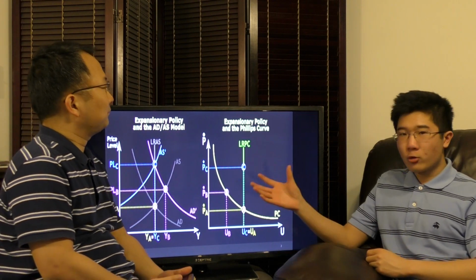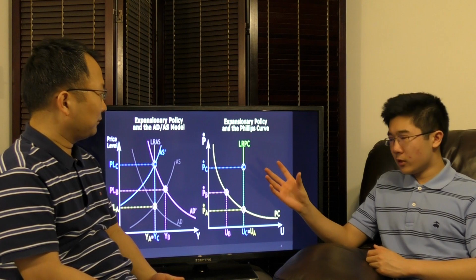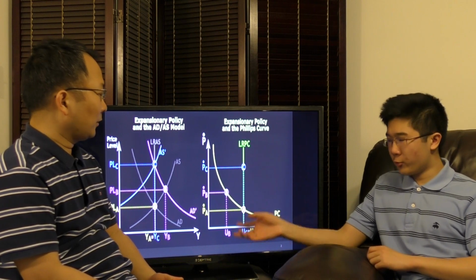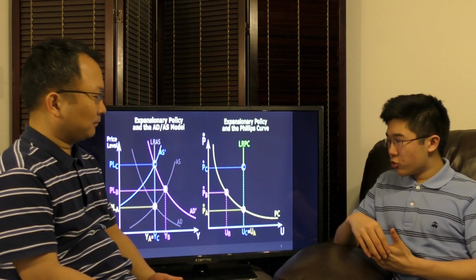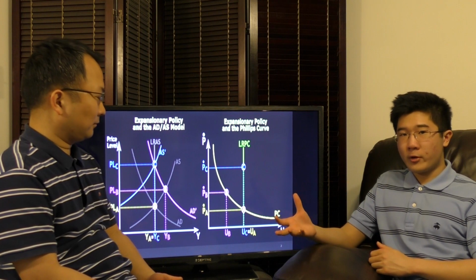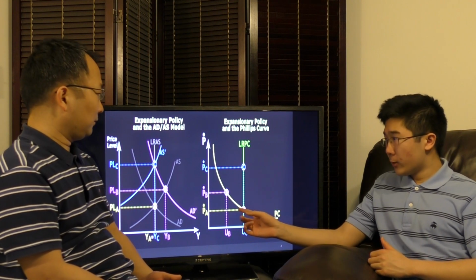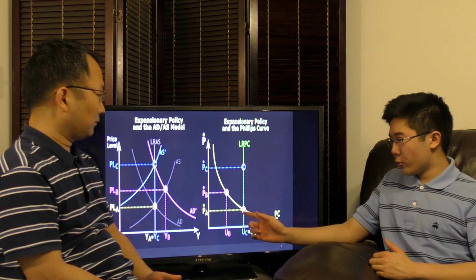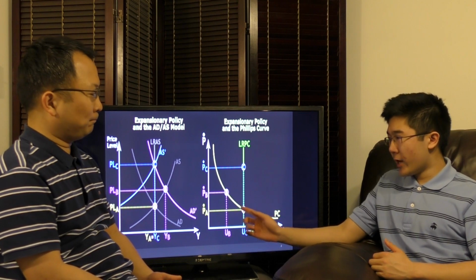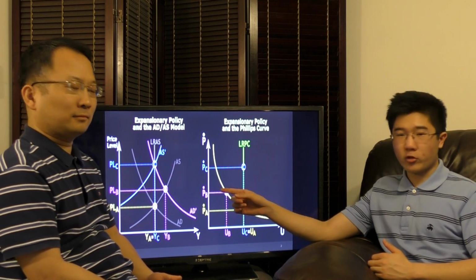So basically the same story happens in the Phillips curve, because the Phillips curve does not look at the real output, it looks at the unemployment rate. And so, of course, through expansionary policy, our unemployment rate will decrease. So in our short run Phillips curve right here, we'll see our unemployment rate go from U_A to U_B, from point A to point B on the Phillips curve, and our price level, of course, increases.